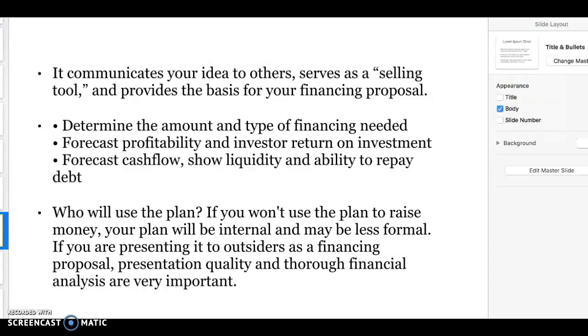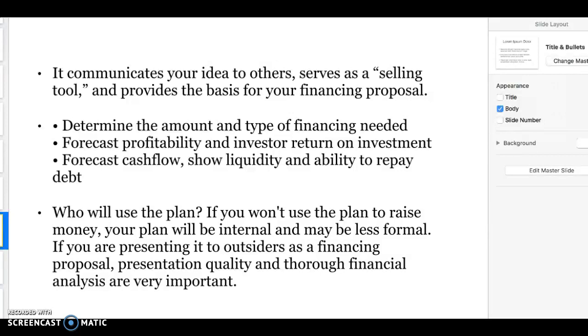It serves as a selling tool and provides the basis for your financial proposal and just ideas in general. It helps you figure out if you need money and what type of money you need. It helps you think about the future. It helps you think about, hey, how much money do I have coming in? Or how can I show liquidity and repay people who invest in this?